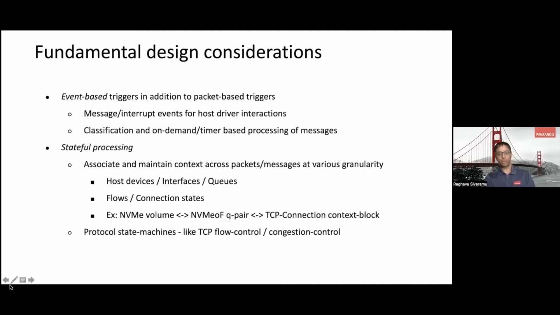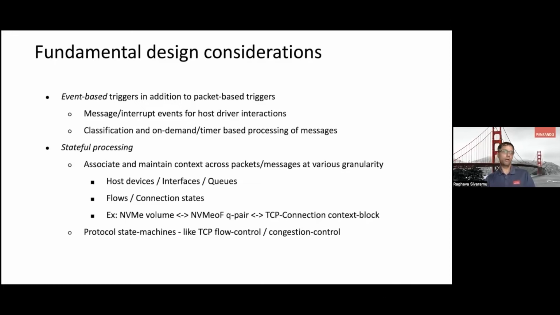So you also need to associate data structures or state context across multiple layers, typically wherever layer processing is involved. In the storage NVMe use case, for example, an NVMe volume might need to associate with one or more namespaces, which effectively map to a particular queue pair with the backend target. And that associates with a TCP connection that goes out to a corresponding target at the transport layer.